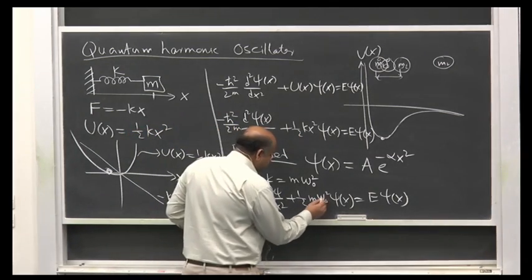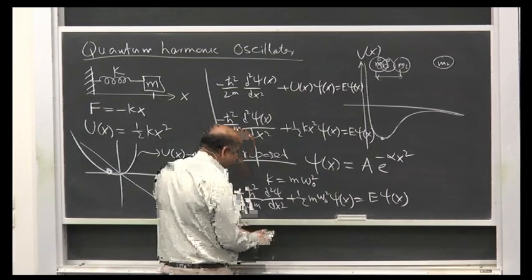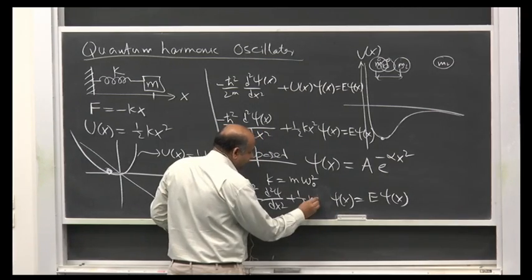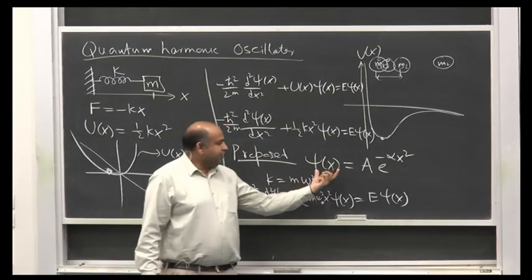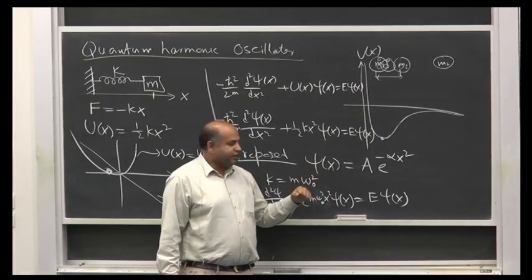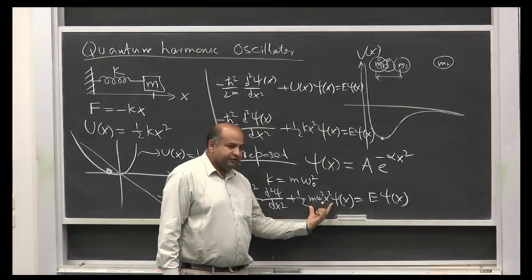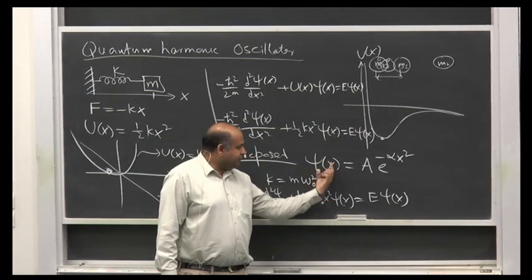Yes, there is a square. Thank you. Let me put a square here. Omega naught squared x squared. Now there are two constants in this, and to find them, let me substitute this equation here and require that this is a solution.